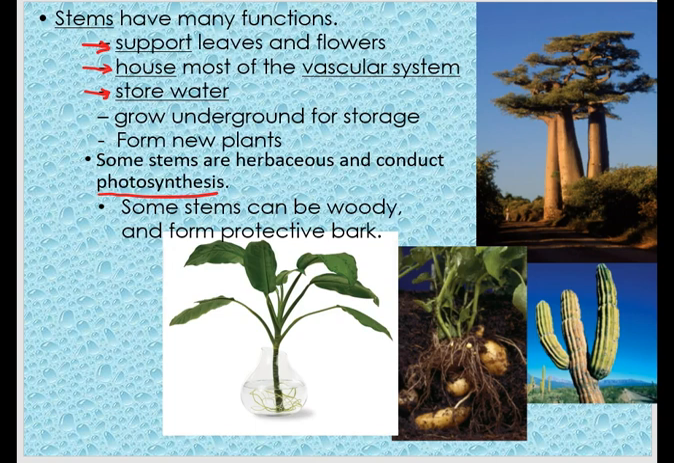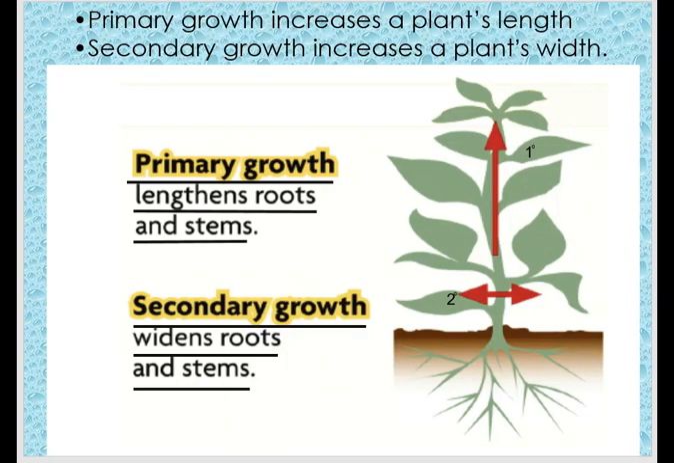So we have two different types of growth with this stem. Primary growth, the first thing this plant wants to do is it wants to get tall. All right, the taller the plant gets, the more spread out the leaves can get, the more sunlight it can take in. So that's the primary goal, get tall.